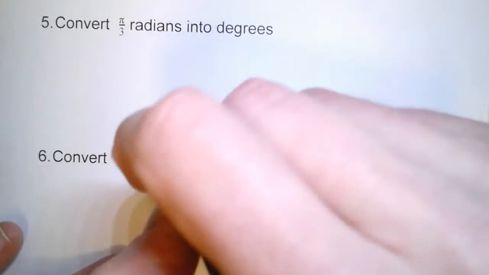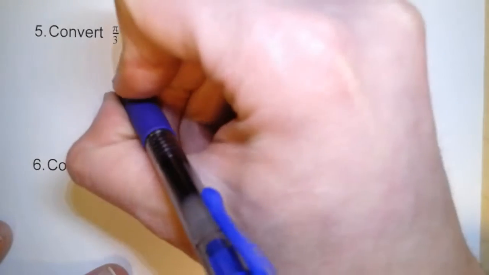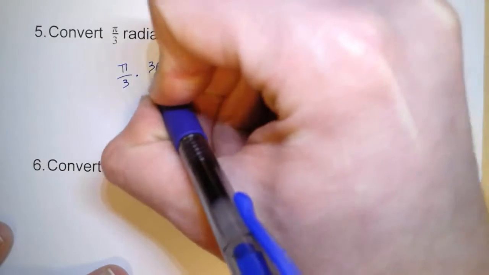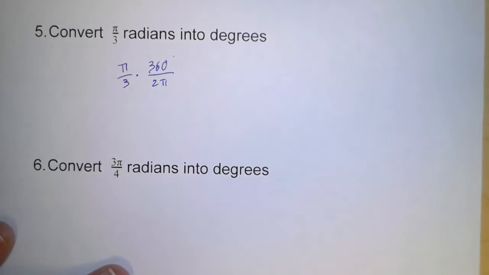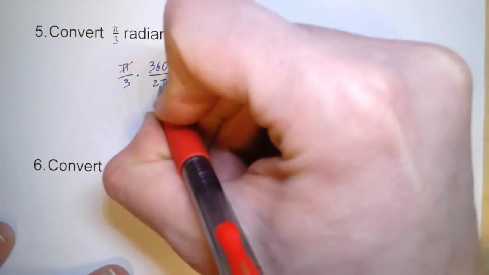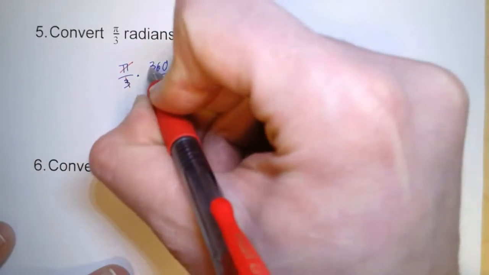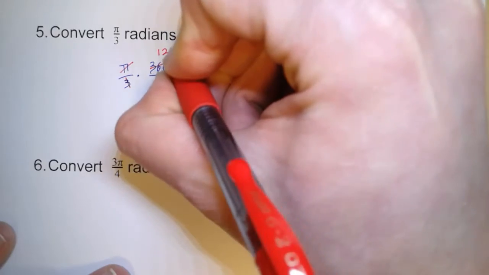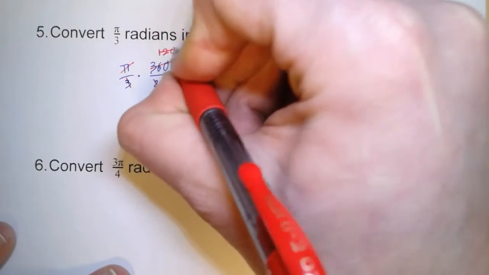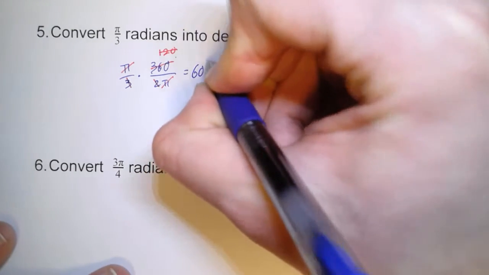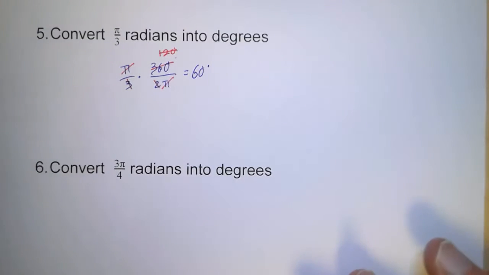So for number 5, if we want to convert this pi over 3 radians into degrees, we just take pi over 3 times 360 degrees over 2 pi. And what ends up happening is the pi's just cancel away. And 360, let's see, I can cancel that with a 3, leaving 120. And I can cancel the 2 with 120, and that leaves me with an angle of 60 degrees. And so that is what pi over 3 equals.